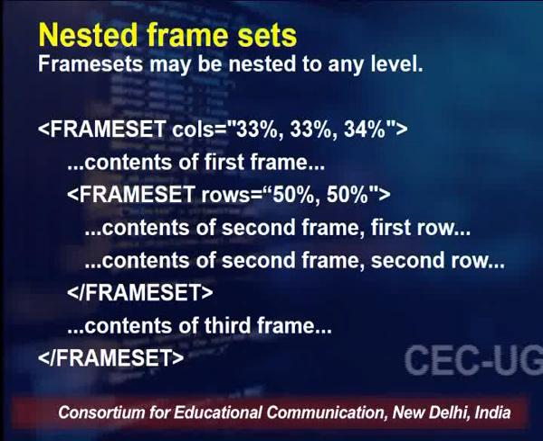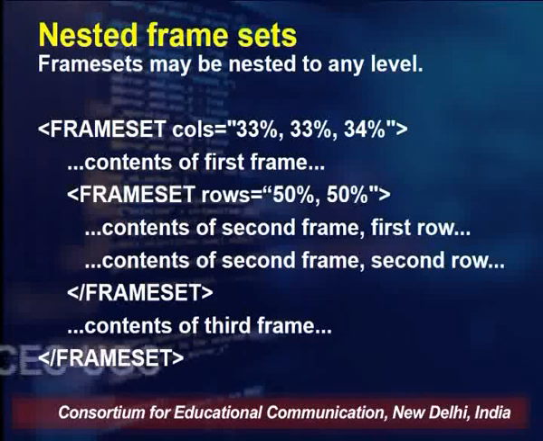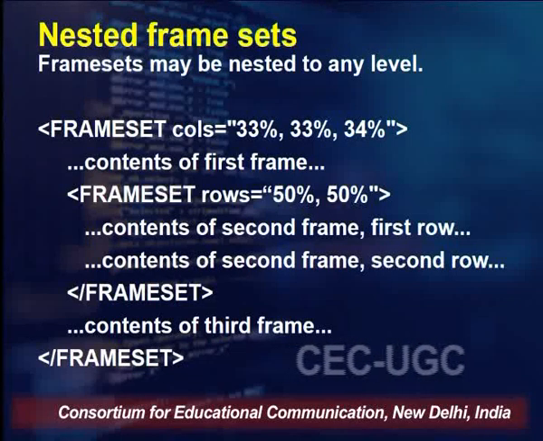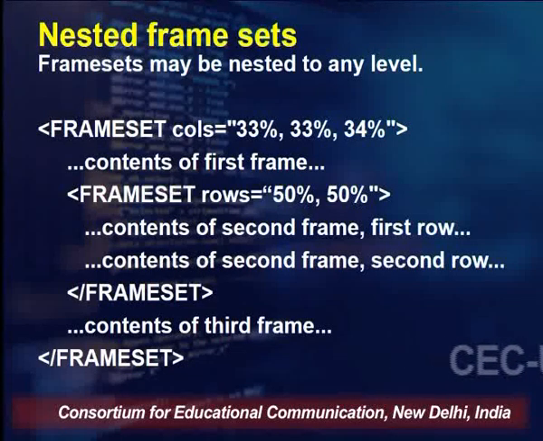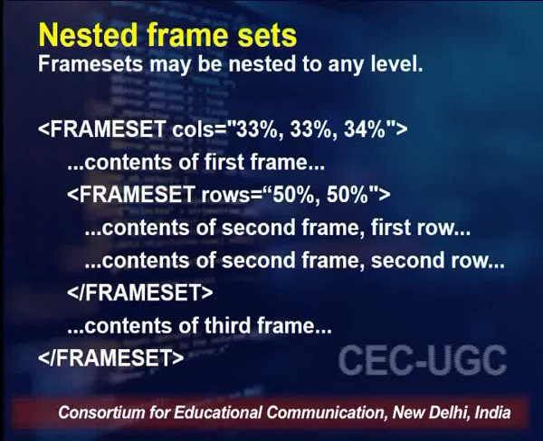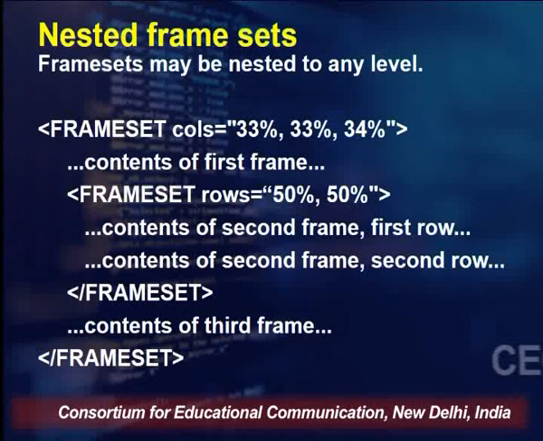So here we have frameset. Now let us see how framesets can be nested. In this example, we have divided the screen almost equally into 3 columns, and then there will be the contents of the first frame in the first column, contents of the second frame in the second column, and contents of the third frame in the third column.